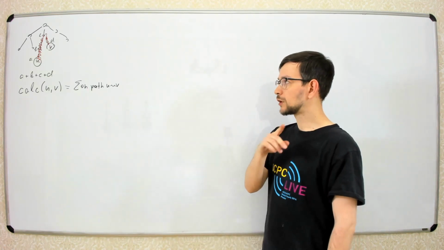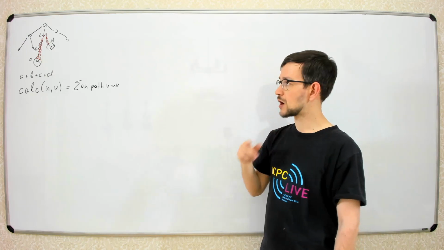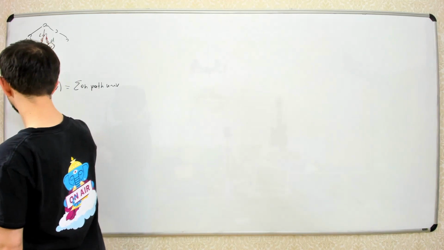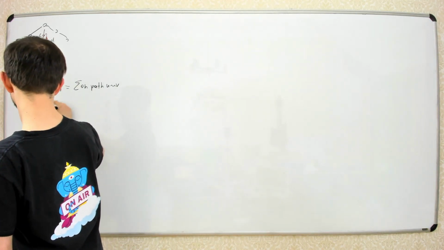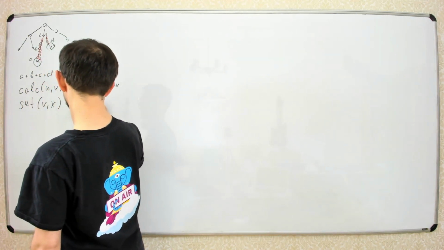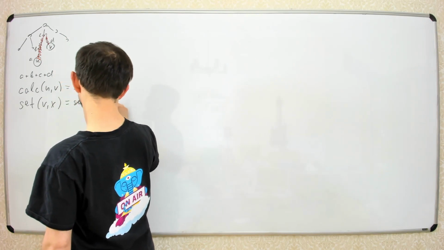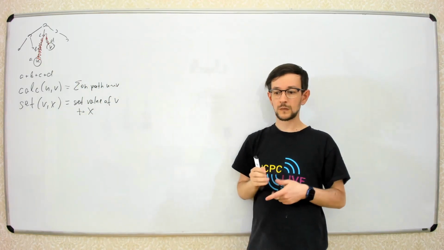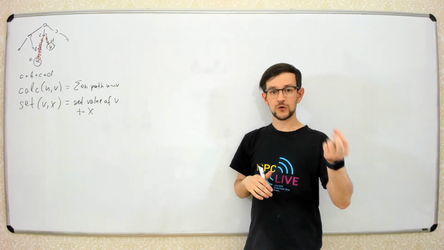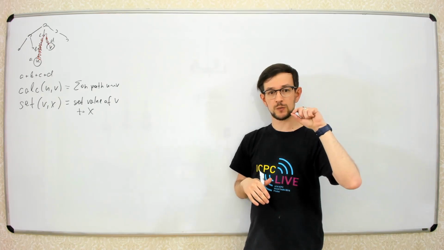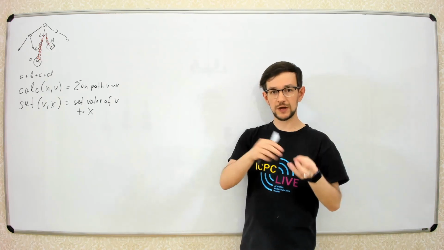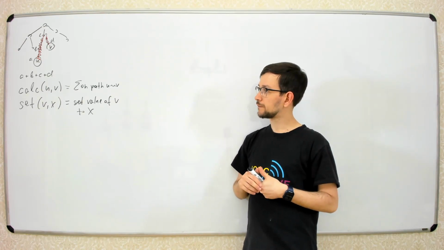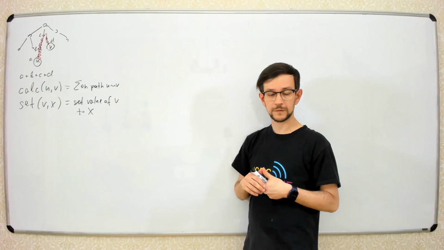But what happens if the tree changes? So if you have another request which changes the value in a node, let's say set V X, set the value of node V to X. So we'll have two requests. First request will change the value in some node, and second request will calculate some function on a path in this tree. So that's the plan. Okay, is it clear?